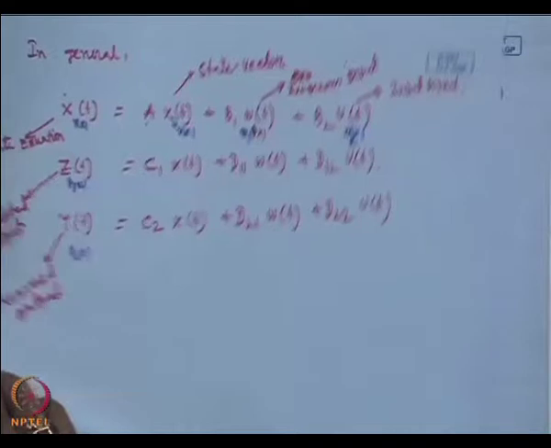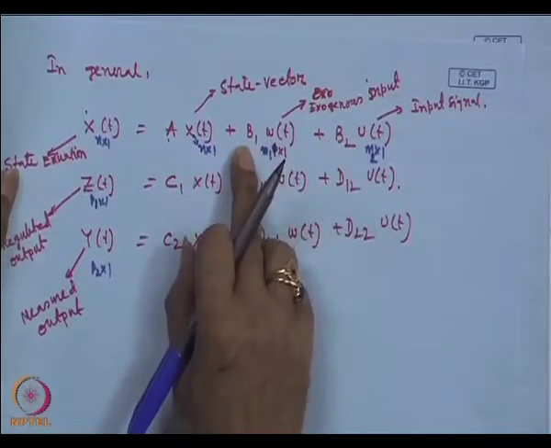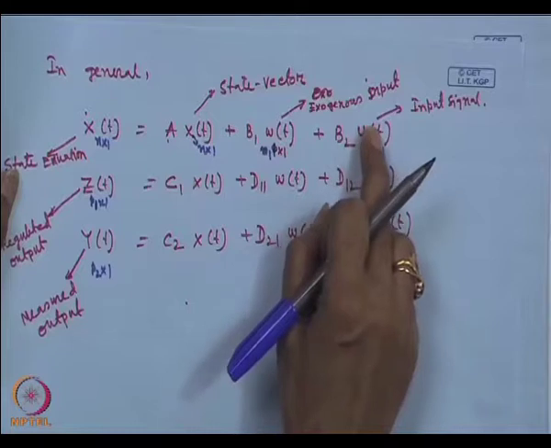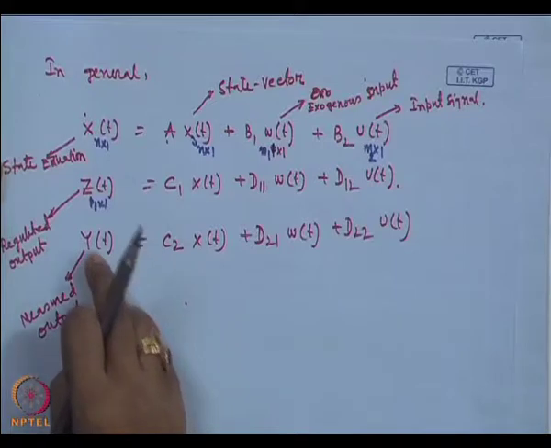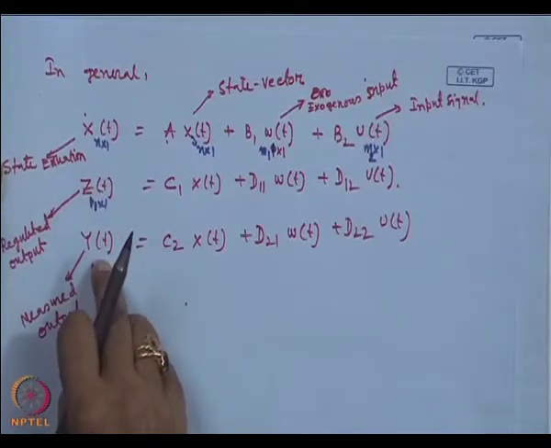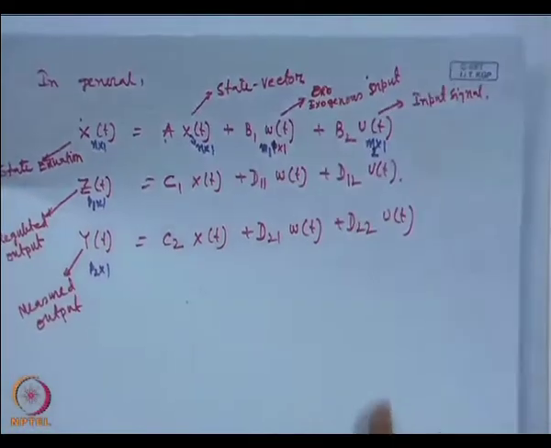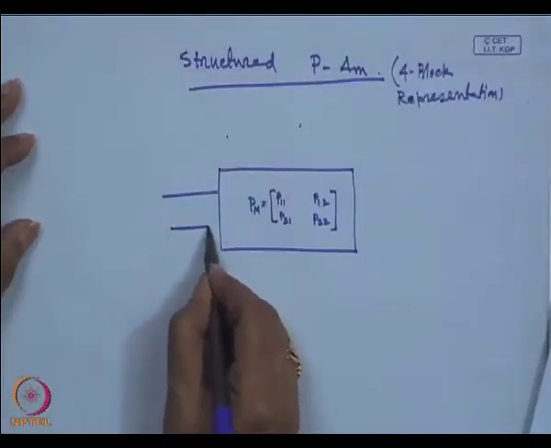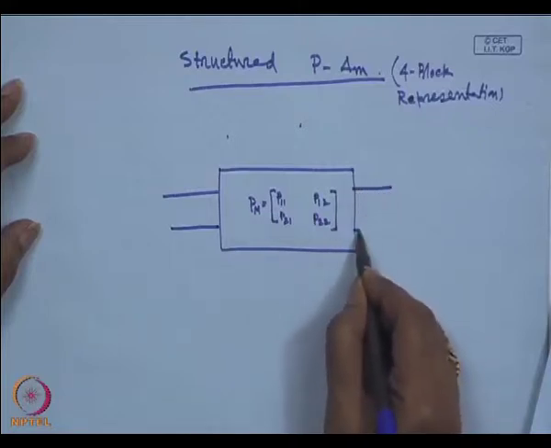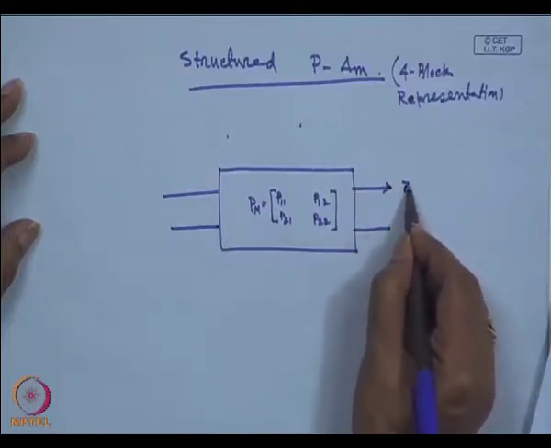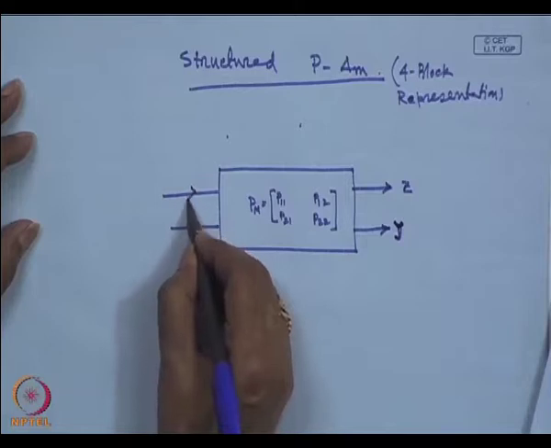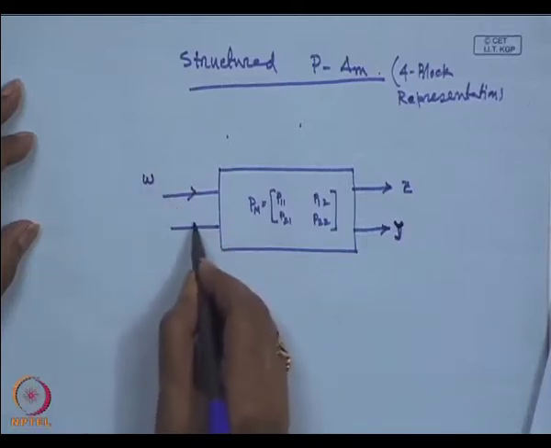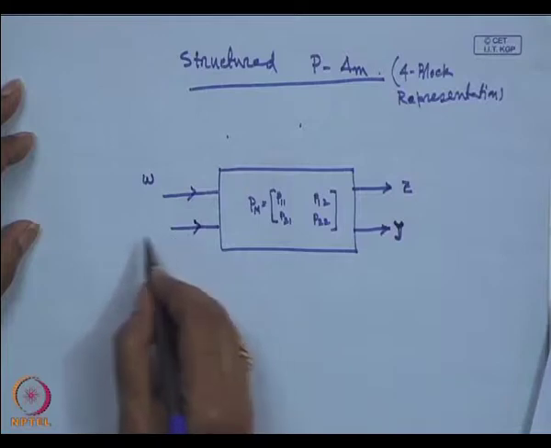Now, let us say how many inputs are there? There are 2 inputs, one is the exogenous input, another is the input signal. And how many outputs are there? 2 outputs, the regulated output and the measured output, which will be used for our control purpose. So, naturally I can show it as a 2 input, 2 output system. This is our Z, this is our Y, this is our exogenous input and this is our control input U of t.